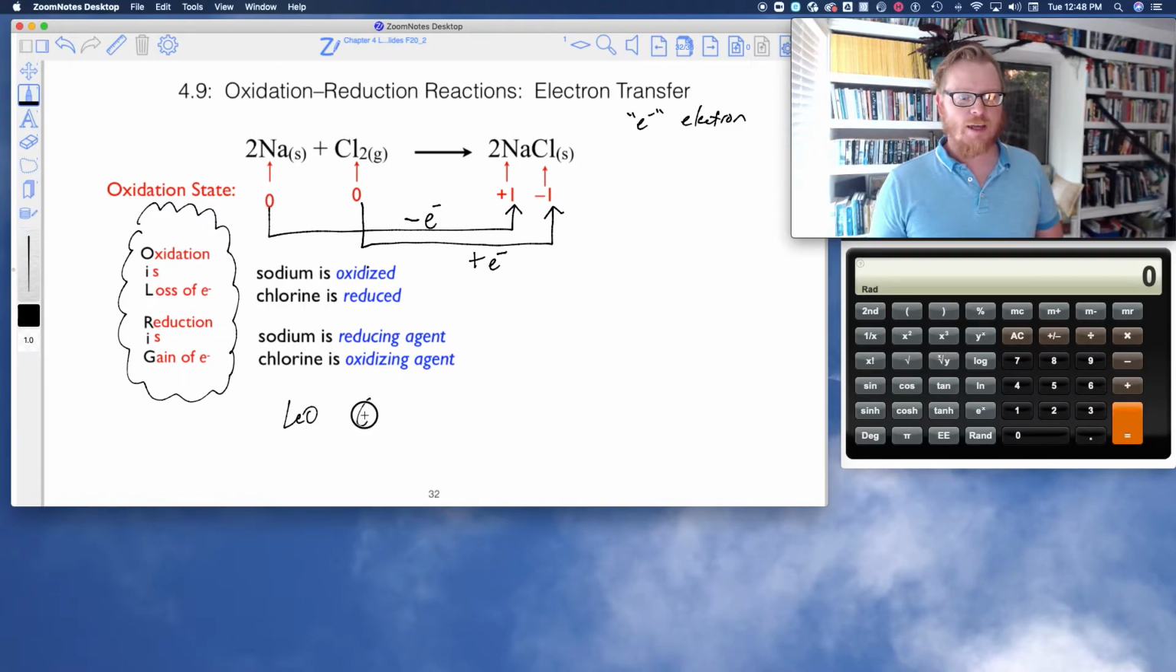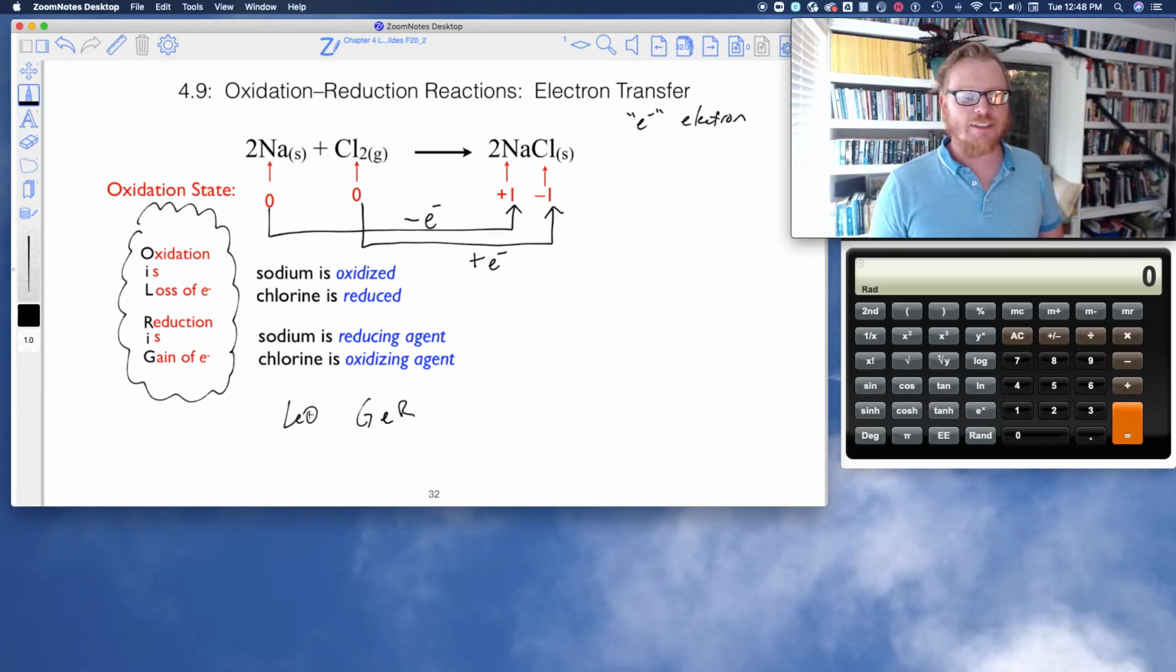Leo says GER. I don't know this one very well. So what is it? I guess loss of electrons is oxidation. Oh, now I get it. GER.